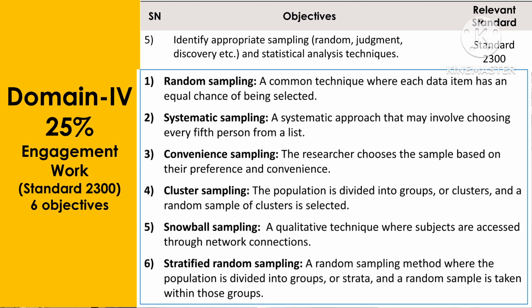Snowball sampling is a qualitative technique where subjects are accessed through network connections. Then there is stratified random sampling. It's a random sampling method where the population is divided into groups or strata, and a random sample is taken within those groups. So this is something more linked with cluster sampling, but here we are doing random sampling within the strata, while these are the bigger groups in cluster sampling on which we are doing a sampling.